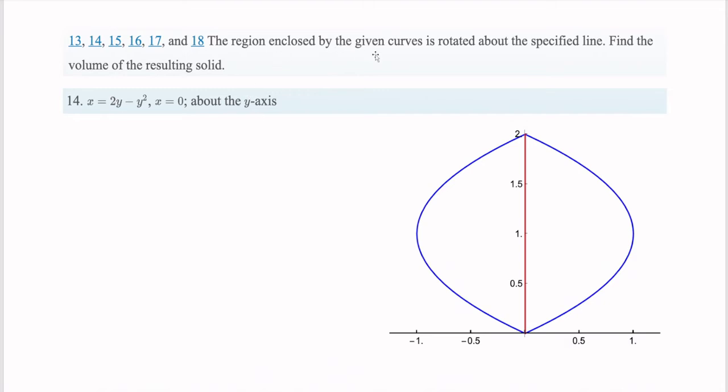So we've got the region enclosed by the given curves rotated about the specified line. Find the volume of the solid. So they give us 2 lines about the y-axis. Okay, so we graph this here in Mathematica. Again, I mean, you could do this by hand.